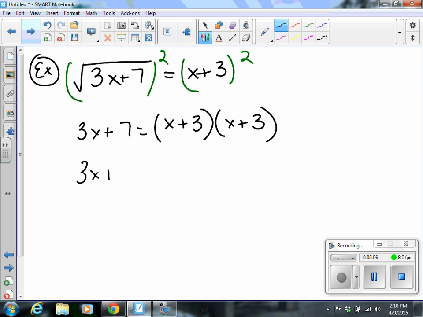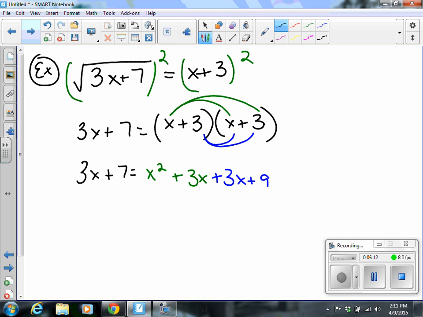So I have 3x plus 7 equals x squared plus 3x plus 3x plus 9. All right, so I'm going to go ahead and combine my like terms and move them all over to the right side. So 0 equals x squared plus 3x plus 2. Looking at that, the 3x gives me the 6x, but I'm minusing 3x again, so it's okay.